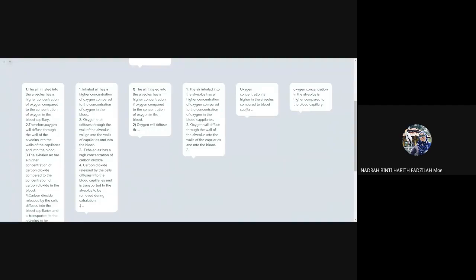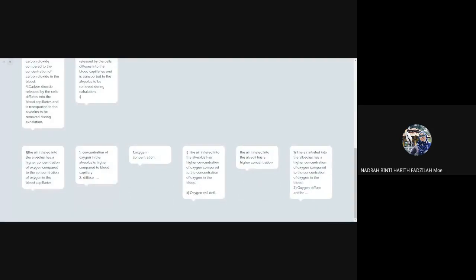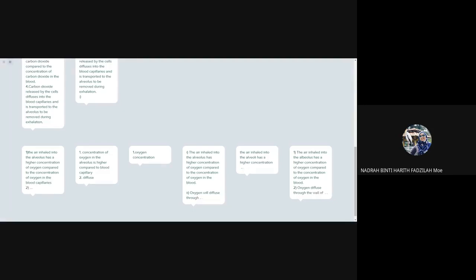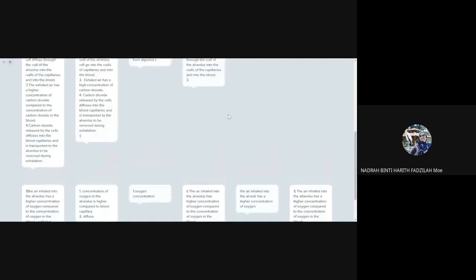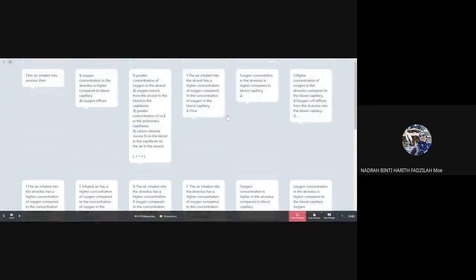Number 3, we talk about carbon dioxide concentration pula. Carbon dioxide concentration is higher in the blood capillary compared to alveolus. Therefore, carbon dioxide will diffuse from blood capillary into alveoli atau alveolus.